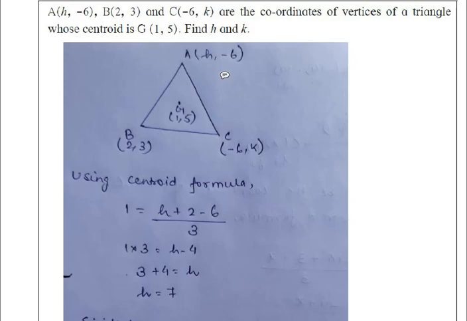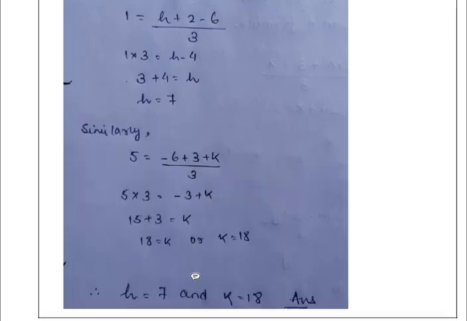Again, I put in the centroid formula. So 1, which is the x part of the centroid, will be equal to the sum of all x values: H plus 2 plus minus 6, divided by 3. I solve that to get the value of H as 7. I do the same thing for the y part also. I put in the value: y of the centroid is 5, so 5 equals minus 6 plus 3 plus k, divided by 3, and I get the value of k as 18. So H is 7, k is 18. This is 15 plus 3, 18.